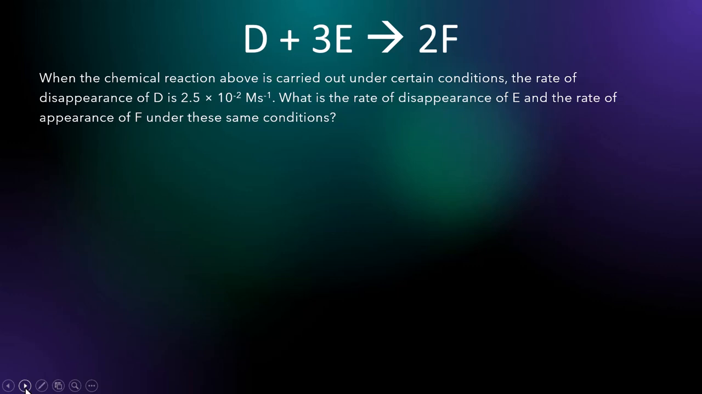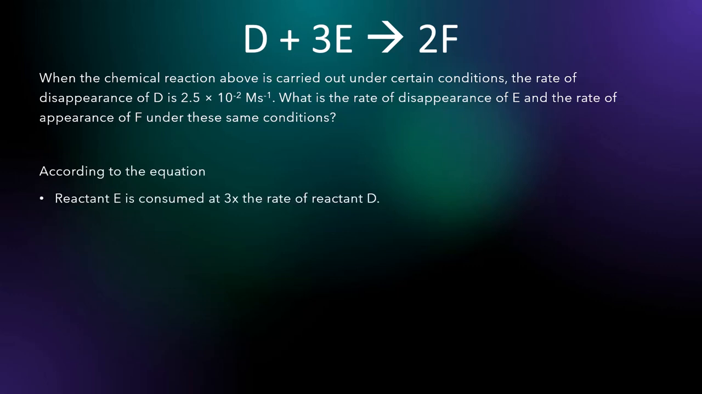So when the chemical reaction above is carried out under certain conditions, the rate of disappearance of D is 2.5 times 10 to the negative second. What's the rate of disappearance of E and the rate of appearance of F under the same conditions? So according to the equation, we have reactant E is consumed at 3 times the rate of reactant D. I'm just using the coefficients in front. So if it's consumed at 3 times the rate, all we have to do is multiply the original rate by 3. So we're going to go 2.5 times 10 to the negative second, reactants D, times 3, and you should get 7.5 times 10 to the negative 2.